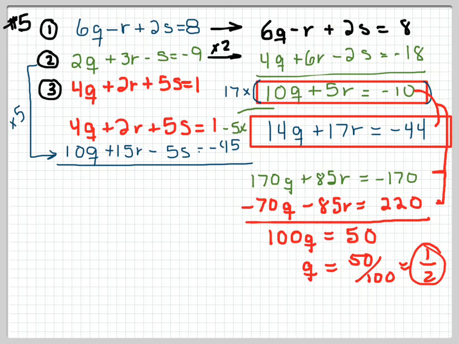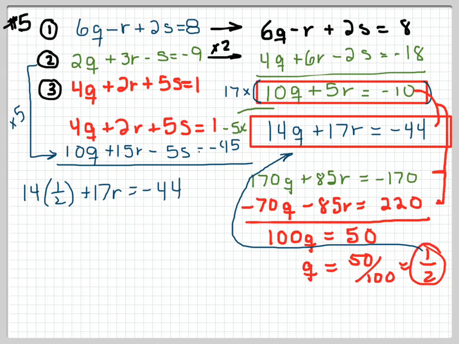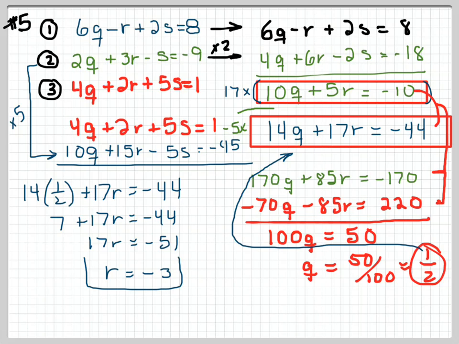Now, once we know what Q is, we're just going to take that and run it up into one of these equations in the red boxes. I'm going to run it into the 14Q one, so I go 14Q is now a half because we just solved for that, plus 17R equals negative 44. So that's 7 plus 17R equals negative 44. 17R equals negative 51 divided by 17. R is negative 3.